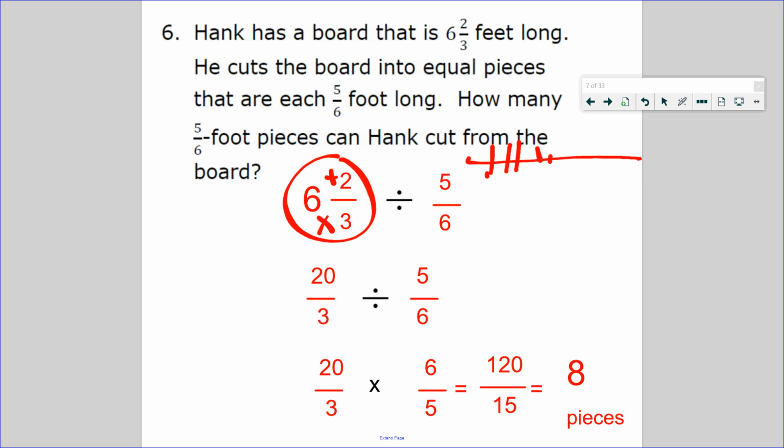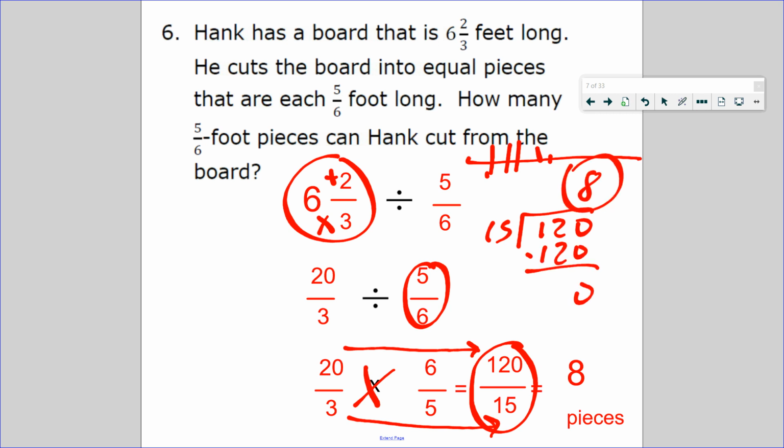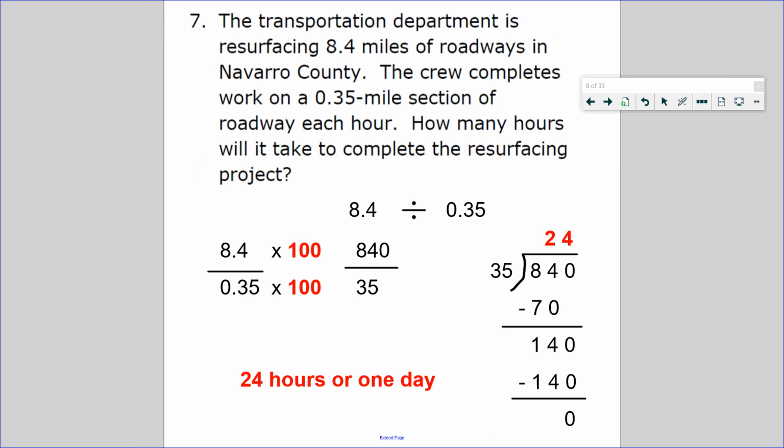Then how do you divide fractions again? Change the division to a multiplication. Do the reciprocal, flip the second number, 6/5, and multiply. 20 times 6 is 120. 3 times 5, 15. What do you get when you divide 120 divided by 15? 15 goes in 120 8 times. The answer is 8.